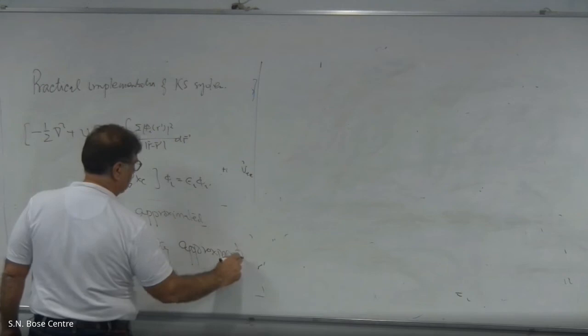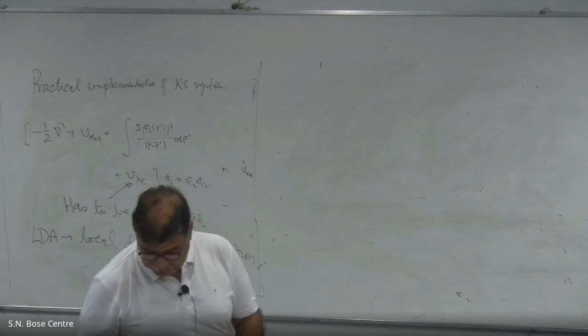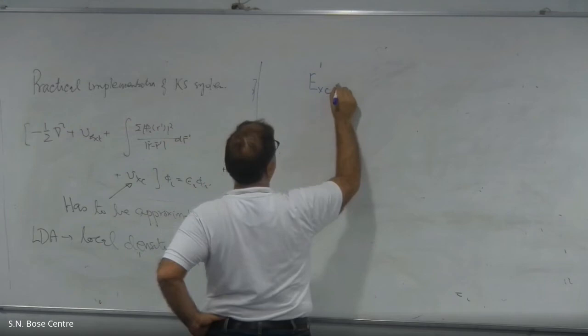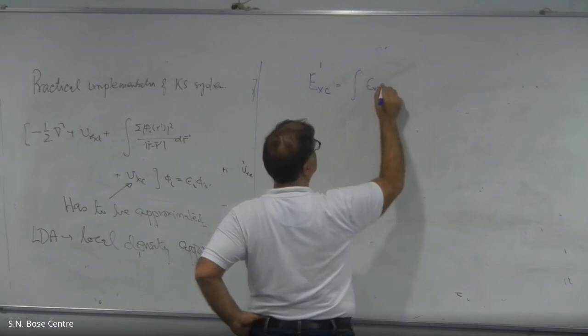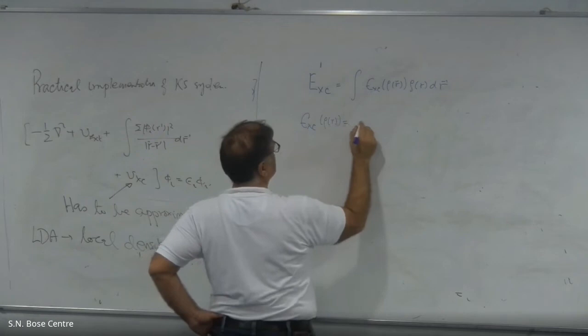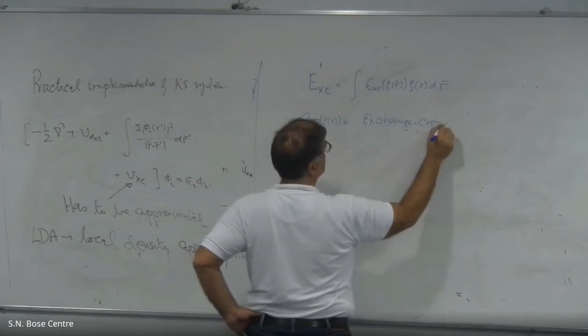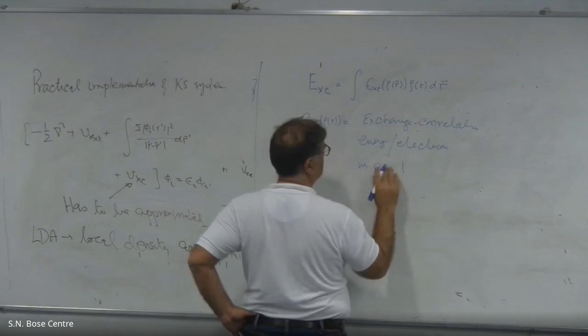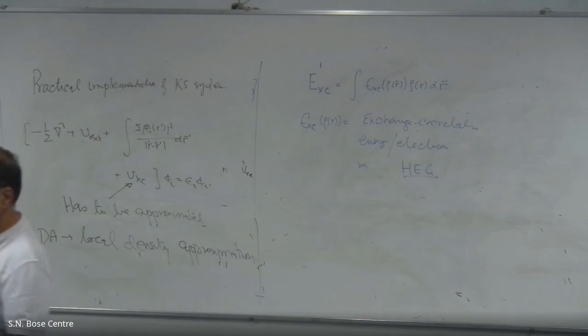So as I said, this basically does everything by assuming that I can write the exchange correlation energy as the integral of epsilon_xc(rho(r)) rho(r) dr, where epsilon_xc(rho(r)) is the exchange correlation energy per electron. So you take the expression for the homogeneous electron gas, except that now you start putting in rho(r).